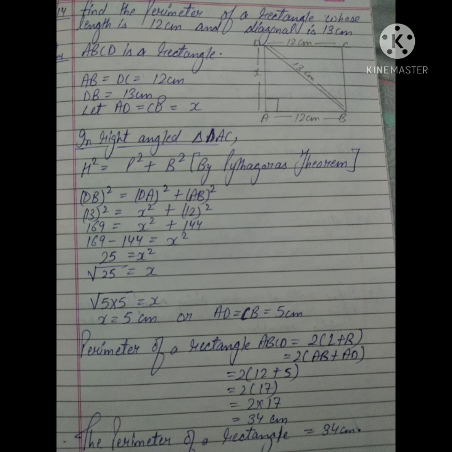What is the formula of the perimeter of a rectangle? That is equal to 2 into bracket L plus B, right? So the perimeter of rectangle ABCD is equal to 2 in bracket L plus B. L is the length AB and B is the breadth AD. So 2 in bracket AB plus AD. So 2 in bracket 12 plus 5, 12 plus 5 is 17. So 2 multiplied by 17 is 34 centimeters. So the perimeter of the rectangle is 34 centimeter. It is clear to you.